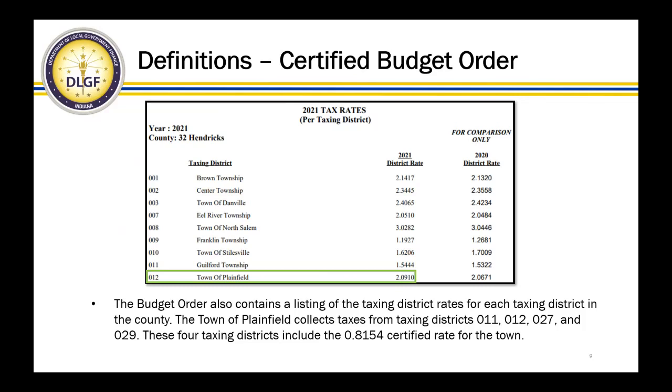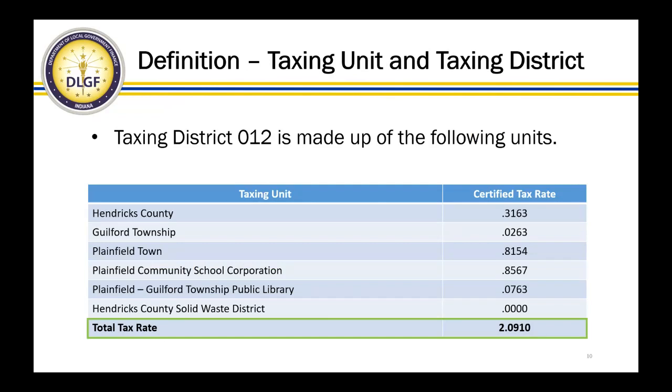So taxing district 12, that's squared off in green there, of the 2.091, 0.8154 is made up of the town of Plainfield's taxing rate. Another way of looking at it is if taxing district 12 has a total rate of 2.091, we can see how the Hendricks County, the Guilford Township, Town of Plainfield, Plainfield Community School Corporation, and the Plainfield-Guilford Township Public Library all sum together to create that rate. So what will appear on the tax bill is 2.091. The 2.091 can be traced back to each taxing unit's total tax rate for the upcoming year.